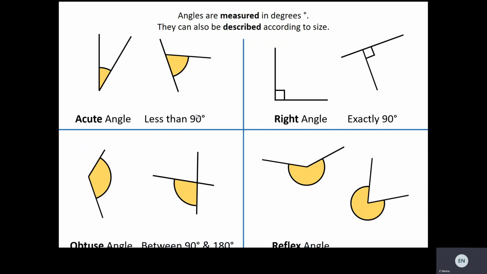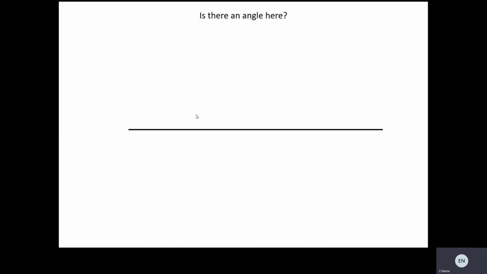And the last one is a reflex angle. Now, a reflex angle is normally over 180 degrees, but less than 360 degrees. So 4 types of angles you should know. Acute angle, less than 90 degrees. 90-degree angle is a right angle, exactly 90 degrees. Obtuse angle, between 90 degrees and 180 degrees. And reflex angle is normally over 180 degrees and less than 360 degrees.